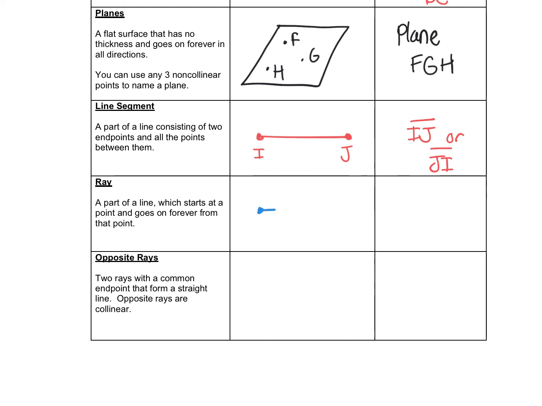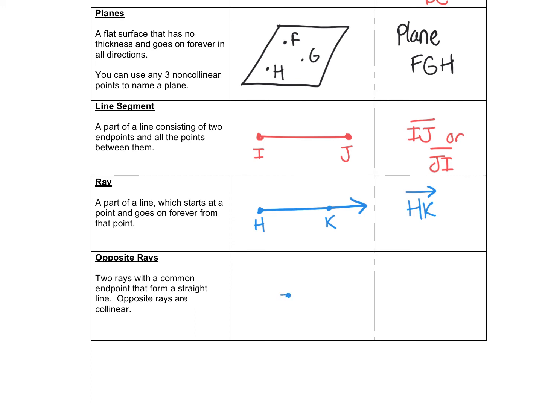So a picture of a ray would be it starts at a point and goes on forever in one direction. And then if we label that point H and the other K, then the only way that I can name this ray is HK. You have to start at the endpoint here, okay? When it says opposite rays are two rays with a common endpoint that form a straight line.